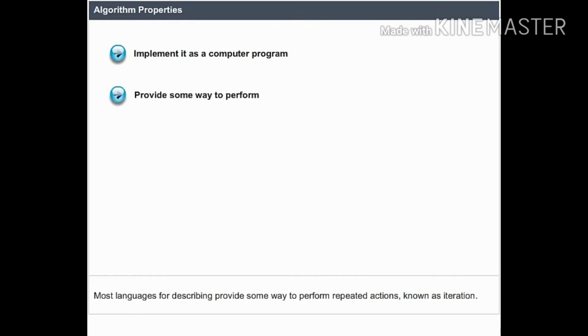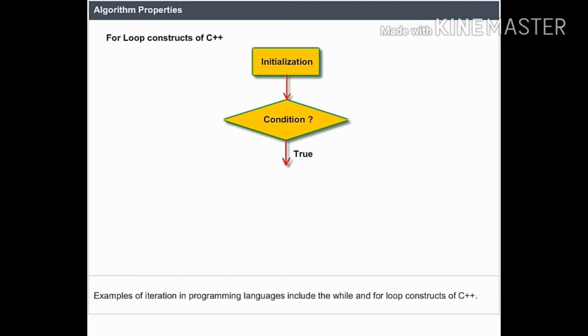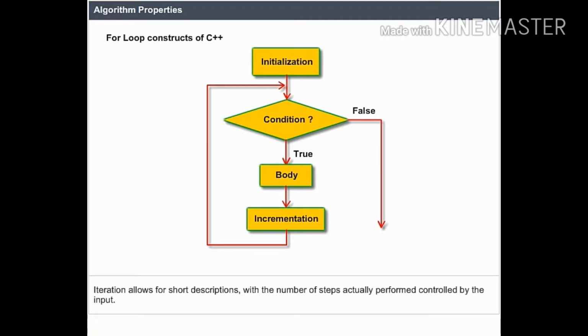Most languages for describing algorithms provide some way to perform repeated actions known as iteration. Examples of iteration in programming languages include the while and for loop constructs of C++. Iteration allows for short descriptions, with the number of steps actually performed controlled by the input.